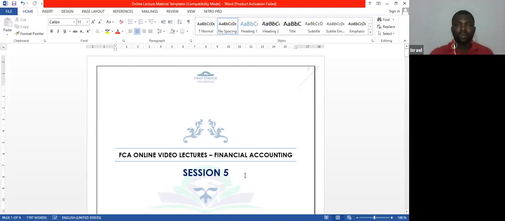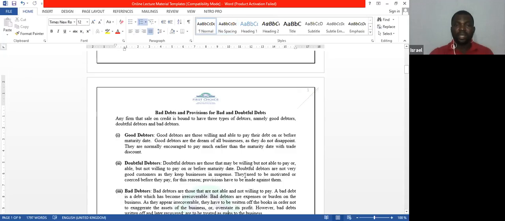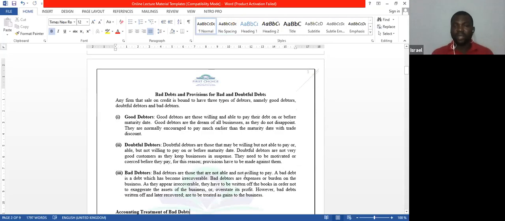Firstly, we'll be starting with bad debt, provision for bad debt and doubtful debt. Before we move into calculation, we have three types of debtors. We have the good debtors, we have the doubtful debtors, and we have the bad debtors. These are the three types of debtors that you have. And in our organization, we prefer to make sales on cash. They make sales and they collect the cash.